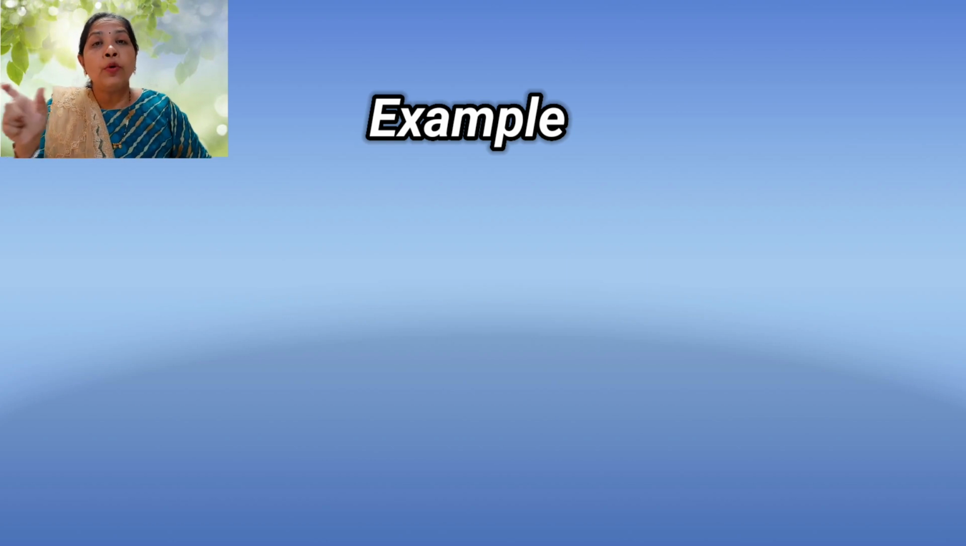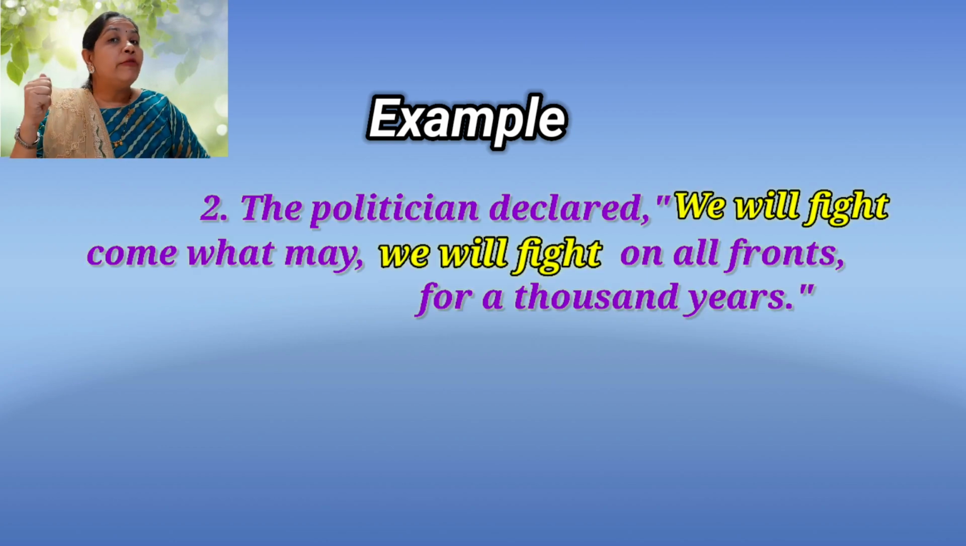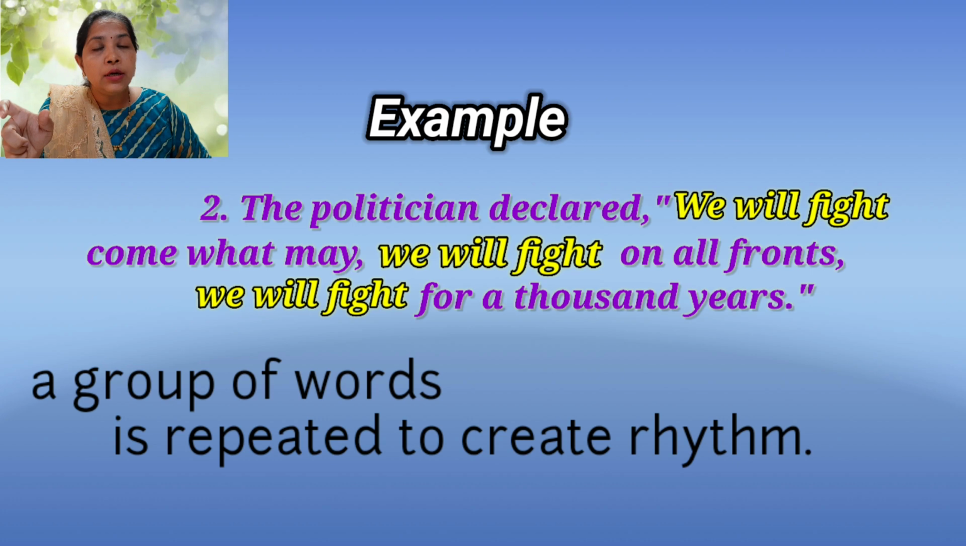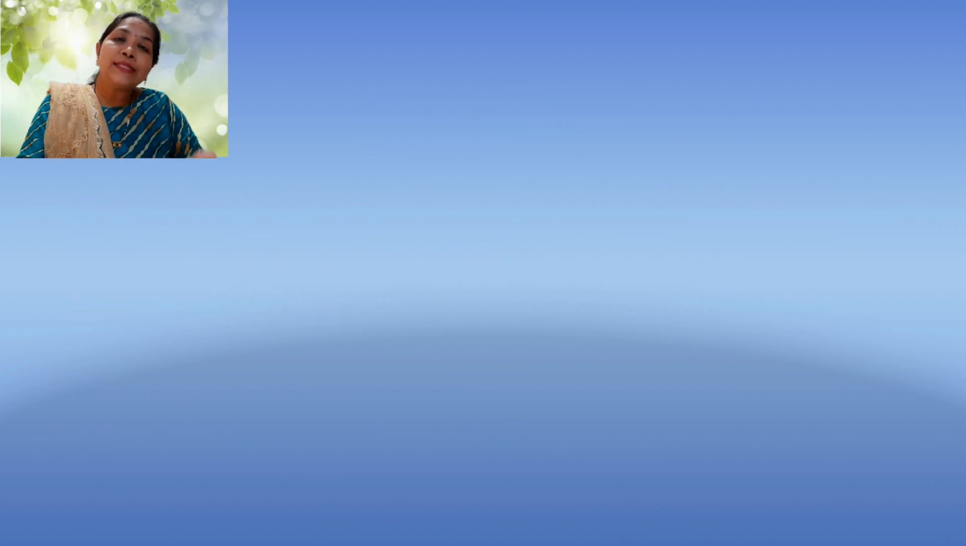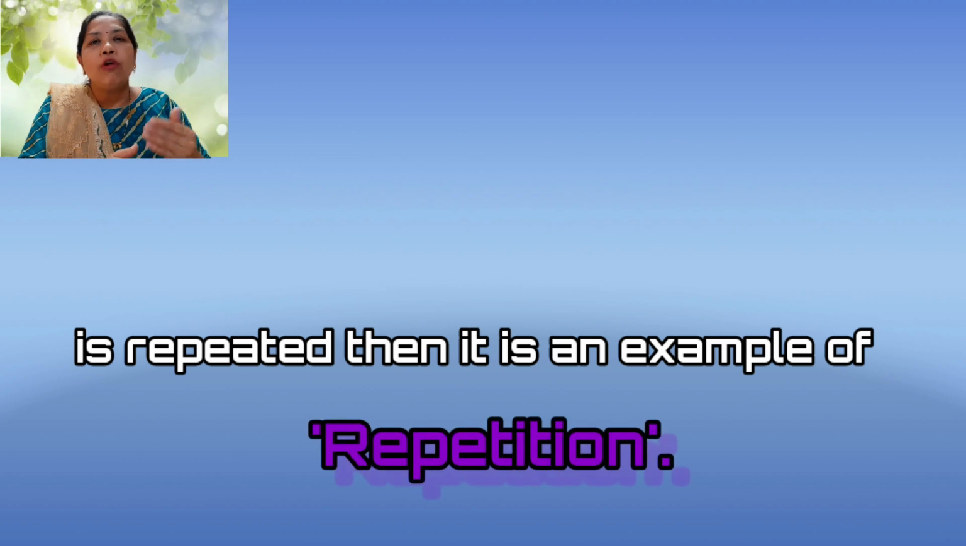Let's see the second example wherein a group of words is repeated. The politician declared, we will fight, come what may. We will fight on all the fronts. We will fight for 1,000 years. Here you can see a group of words, we will fight, is repeated thrice to create a rhythm. So, whenever you see a word or a group of words repeated, then it will be an example of repetition.